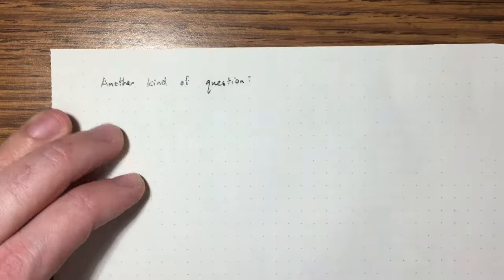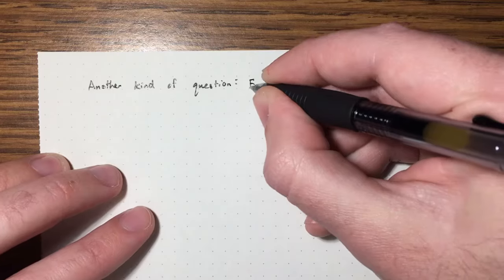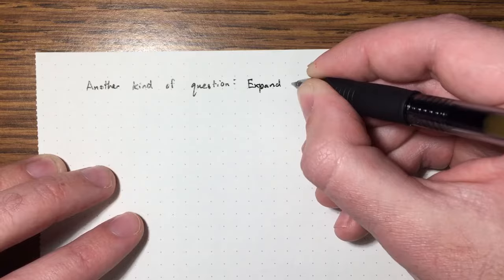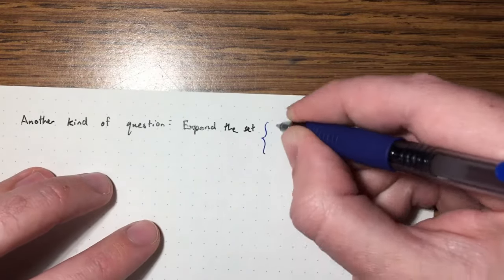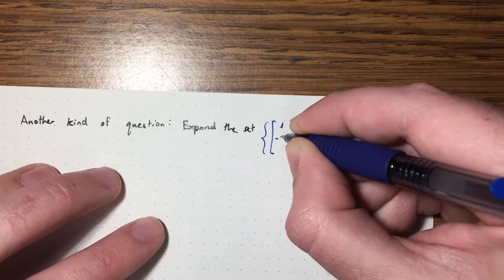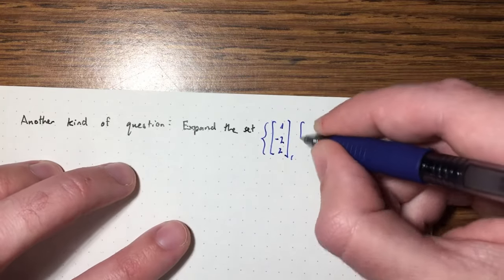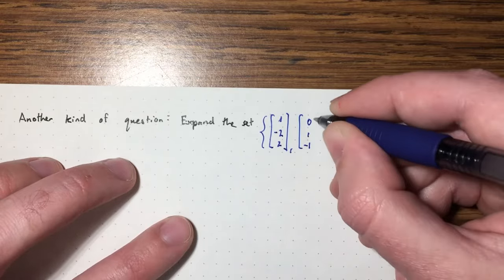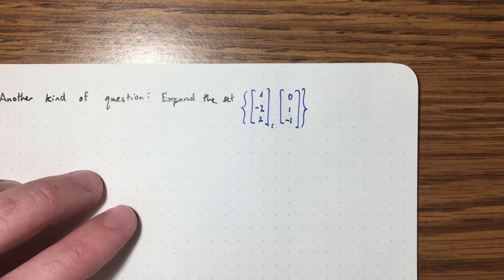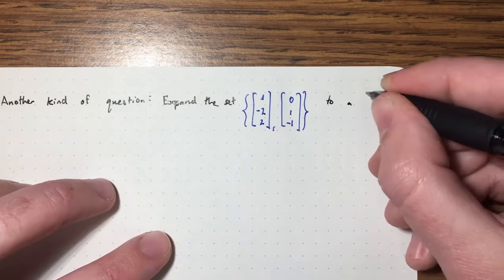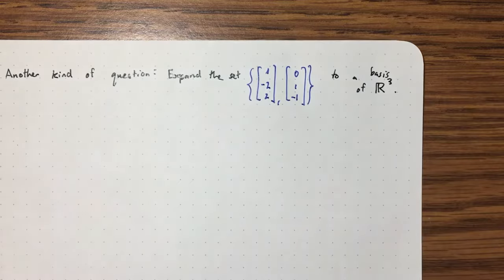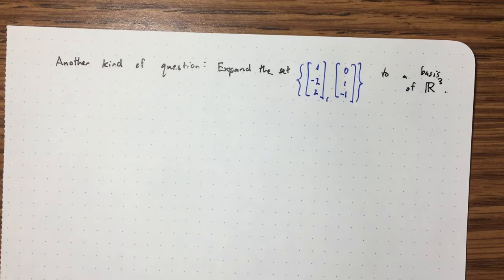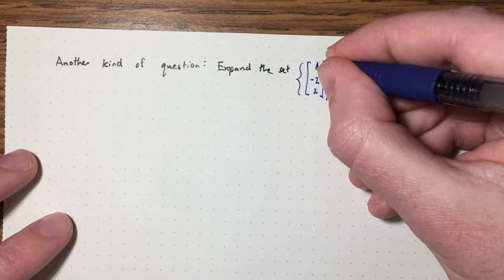So what do we see so far? We have a bunch of vectors. We want to reduce it down to a basis. Can we do the opposite? Can we expand the set? Let me give you two vectors in R3: 1, minus 2, 2, and 0, 1, minus 1. Can we expand this to a basis of all of R3? In other words, add as many more vectors as we need to in order to get a basis.